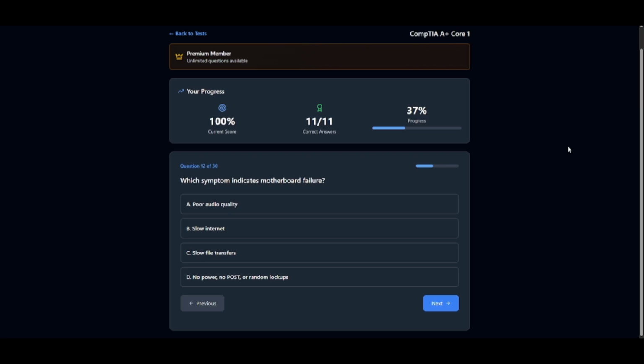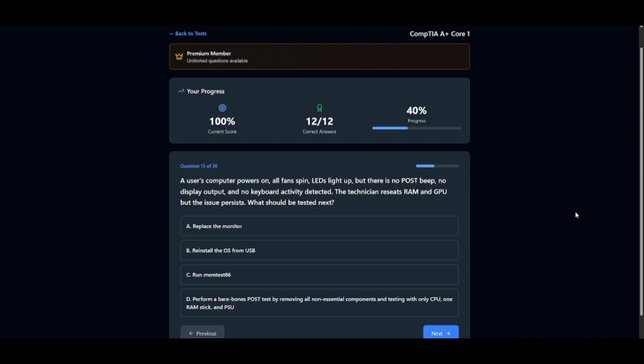All right, and the answer would be D. No power, no POST, or random lockups. POST, of course, is dependent on the motherboard functioning properly. If no other part is getting power, that means the motherboard might be the culprit. And if there's any instability or random lockups in the system, this could also point a finger towards the motherboard being the cause. Let's move on.